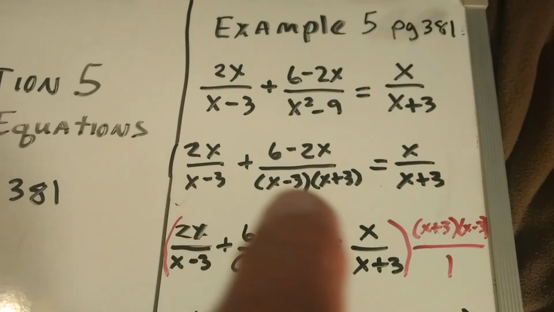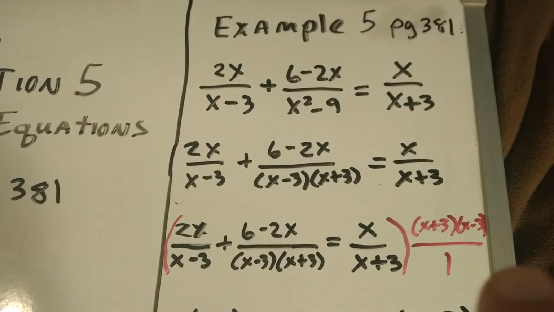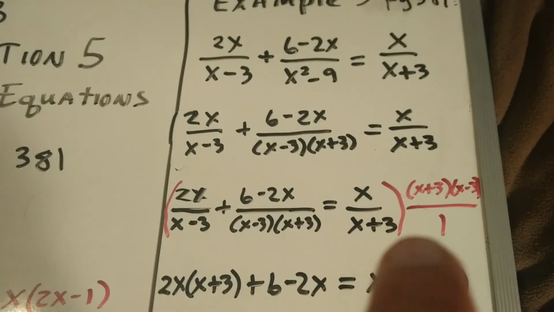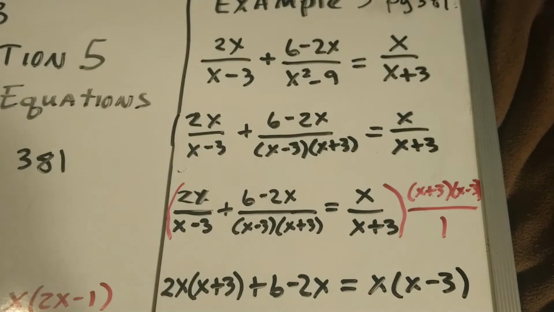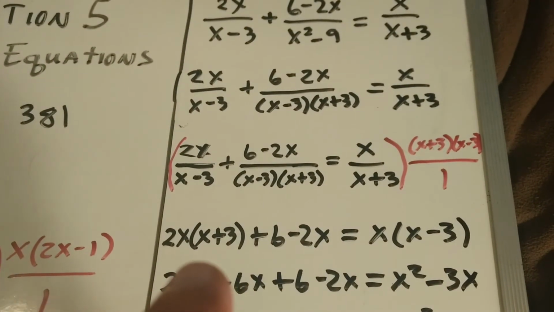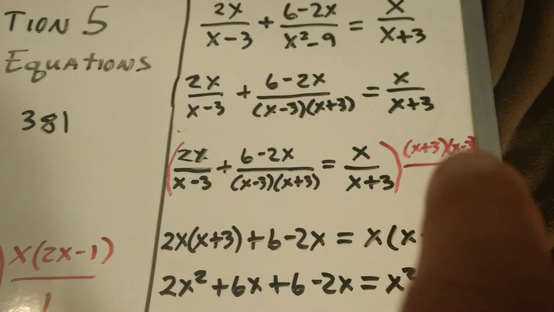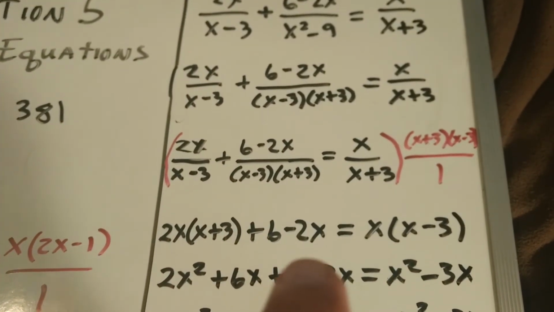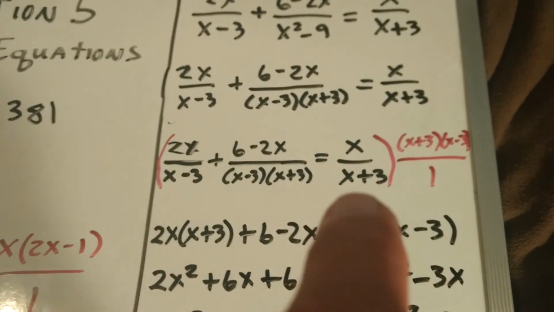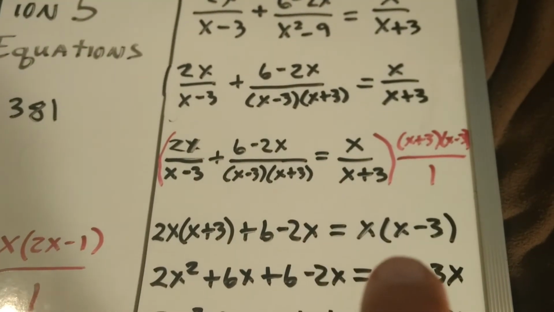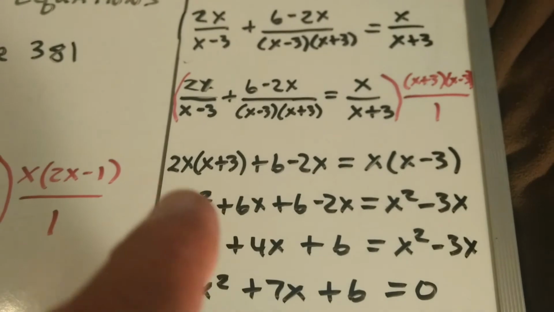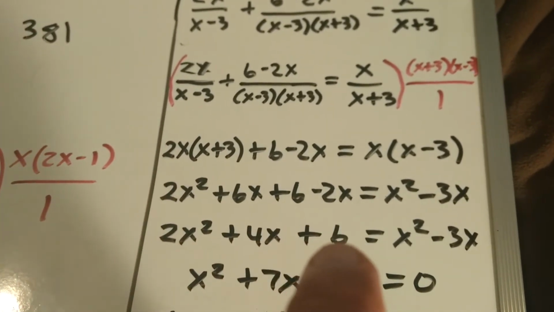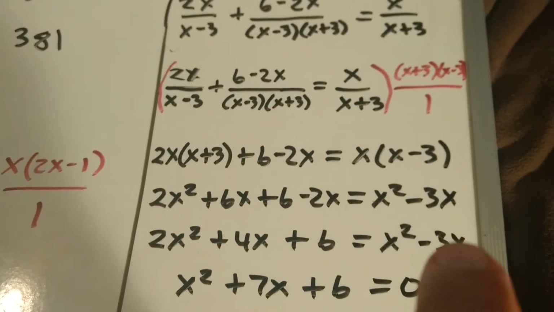As you can see, the least common denominator is x minus 3 times x plus 3. So if I take this and multiply here, the x minus 3's cancel, leaves me 2x times x plus 3. If I take this and multiply here, they both cancel, leaves me 6 minus 2x. If I take this and multiply here, the x plus 3's cancel, and it leaves me x times x minus 3. Distribute, I get 2x squared plus 6x plus 6 minus 2x. Distribute, I get x squared minus 3x.